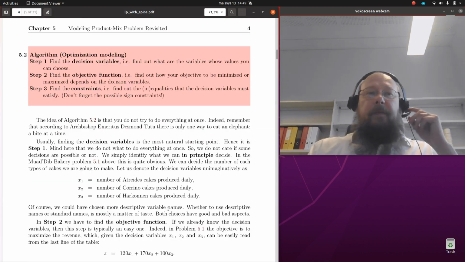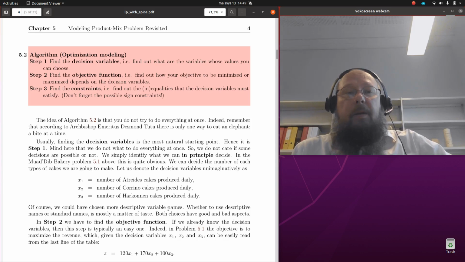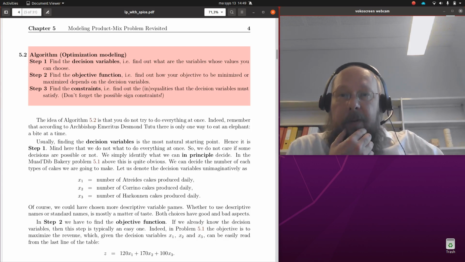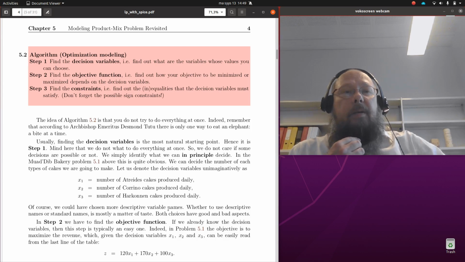So here is the algorithm 5.2, which I call optimization modeling. There are 3 steps. The first step is to find the decision variables. So what are the actual variables that we can choose? What is there to decide? Then step 2 is the objective, what we want to do, typically minimize or maximize something, and how this objective function depends on, or is calculated from, the decision variables.